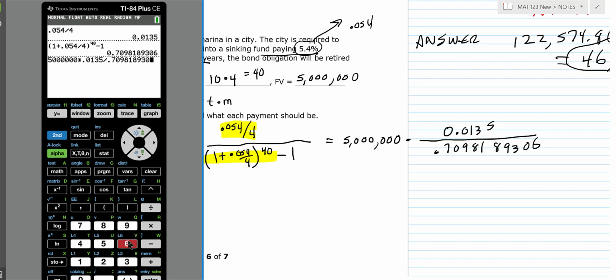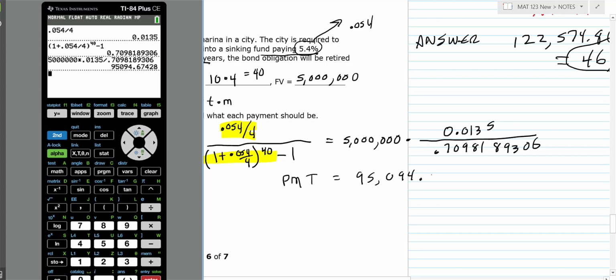Do all your rounding at the end. Don't be lazy about that. Okay, so what you get is your payment is $95,094.67, and that's important when you're working in MyMathLab too on these problems. Do your rounding at the end.